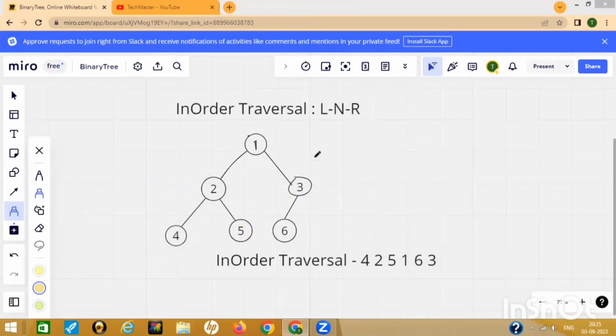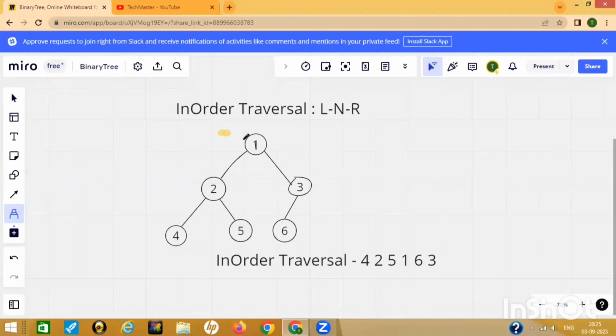Let's talk about in-order traversal. In-order traversal is left, node, and right. So first we visit the left side of the node, then we visit the node, and then we visit the right side of the node. In-order is like the root node is being visited in between the left node and right node. So let's see how in-order traversal looks for this tree.